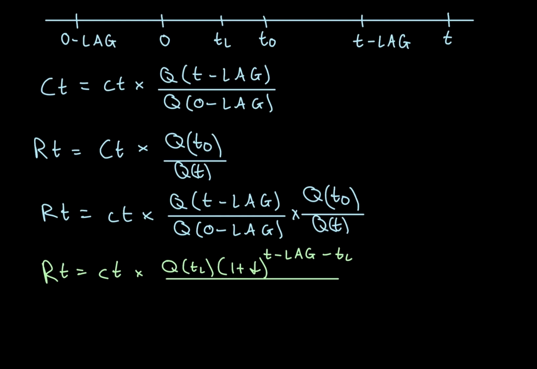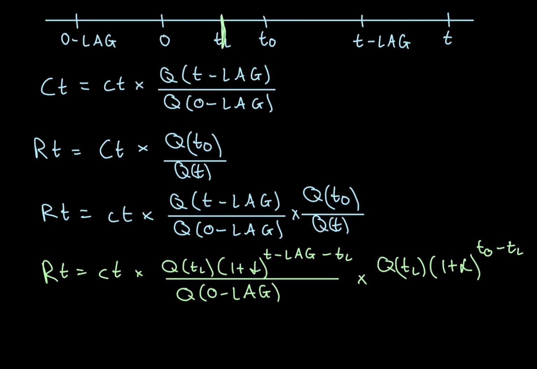And obviously, Q of naught minus lag remains the same. Okay, so once again, we have Q of TL grown by 1 plus alpha, but now we are growing it to T naught from TL. Okay, and we know that that's true because we go from this point to this point, so the gap between those is T naught minus TL. So we're growing our index from this time point to this time point with alpha as our rate of growth.